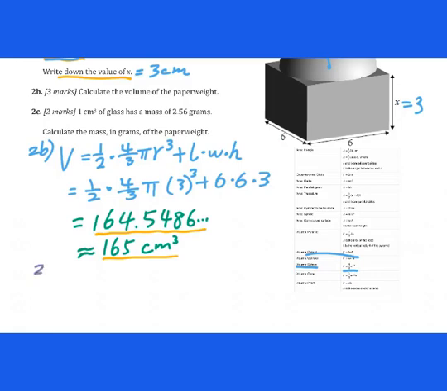For 2c, 1 centimeter cubed of glass has a mass of 2.56 grams. Calculate the mass in grams of the paperweight. We just need to multiply by 2.56, and you will get how many grams? 422 grams.